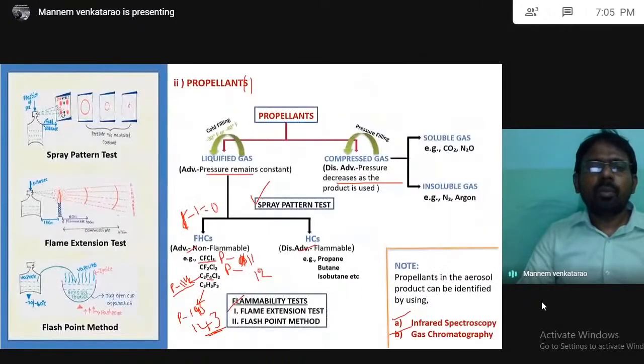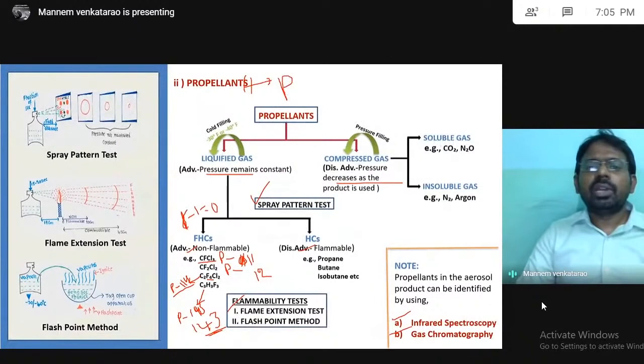Next, propellants. What is the function of a propellant? Simply to supply the pressure. It is available in two types. What is the difference? How it can be filled into the container, either in liquid state or in gaseous state. Gas is converted to liquid by using a temperature of minus 30 degrees Fahrenheit or minus 40 degrees Fahrenheit. It is called the cold filling method. Out of these two, the one having more importance is liquefied gas. Why? It maintains constant pressure. Next, how would you know? By performing the spray pattern test.